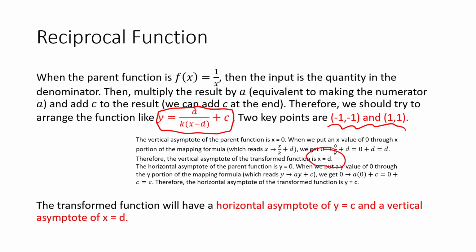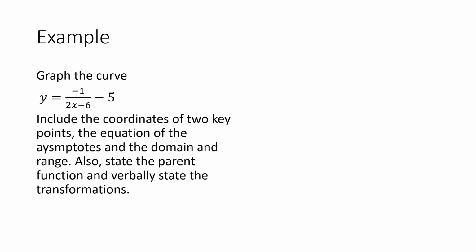And the horizontal asymptote of the parent function is y equals 0. When we put a y value of 0 through the y portion of the mapping formula, ultimately we get 0 mapping onto c, which means that the horizontal asymptote of the transformed function will be y equals c. So we've got actually 4 nice pieces of information, 2 points and 2 asymptotes.